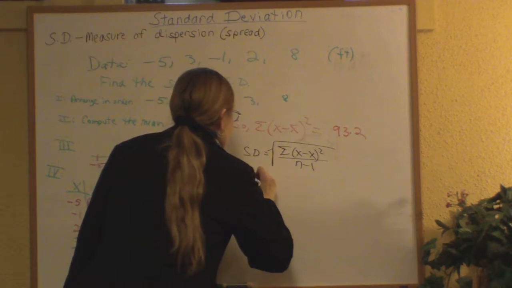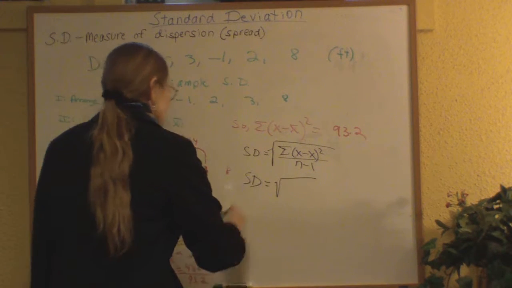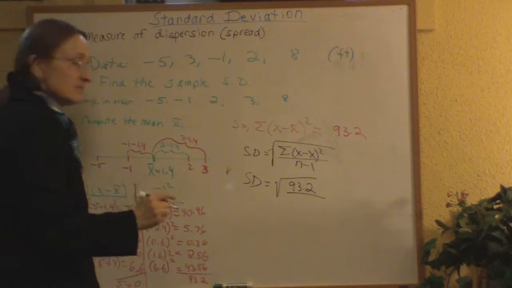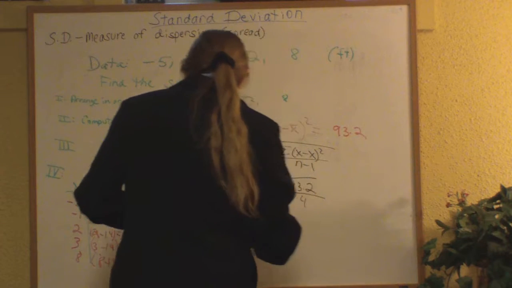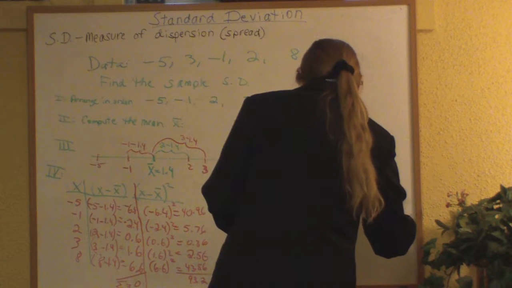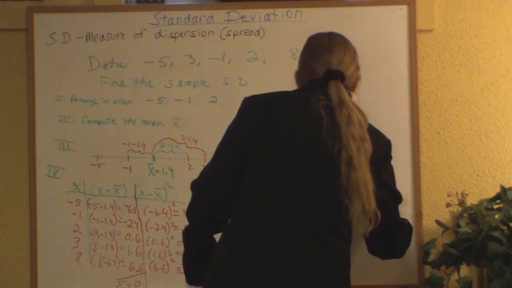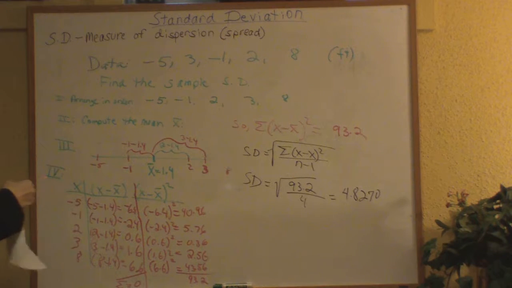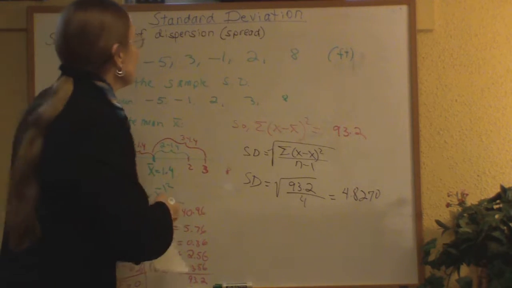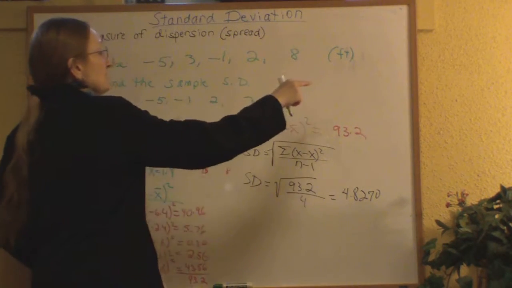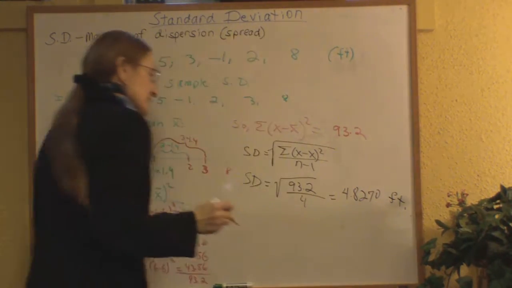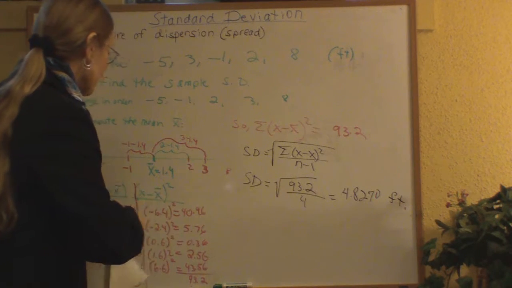So the standard deviation in this case is going to be the square root of this 93.2 divided by n minus 1. We have 5 data values, so 5 minus 1 is 4. And when you compute that, that's going to be equal to 4.8270. So say hypothetically our data represents feet. Okay, so if our data represents feet or inches or anything else, if the data's feet, then our standard deviation is going to represent feet.